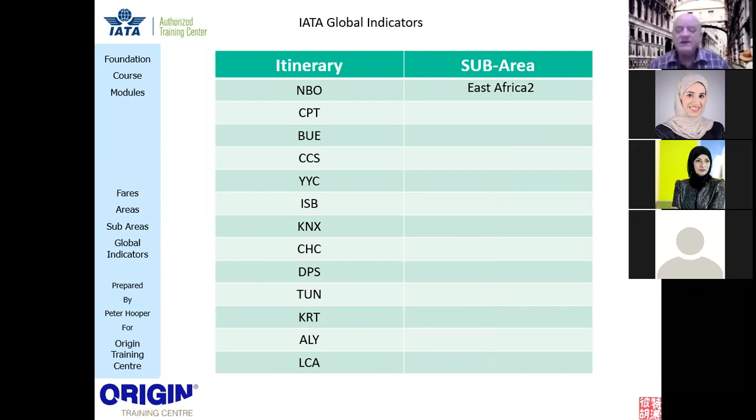Okay. Now a little bit more difficult. Sub area. So remember, each area, like area 1, is split into sub areas. Area 1 has North America, it has South America, and it has that funny ABCPU. In South America, A, what country do you think A stands for?